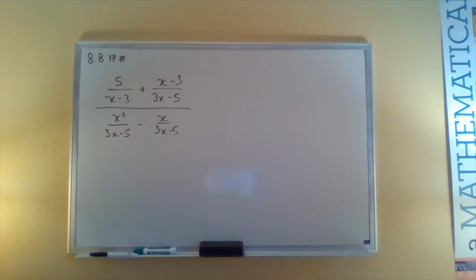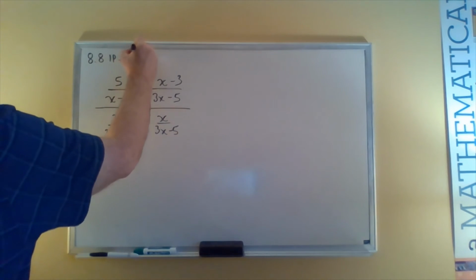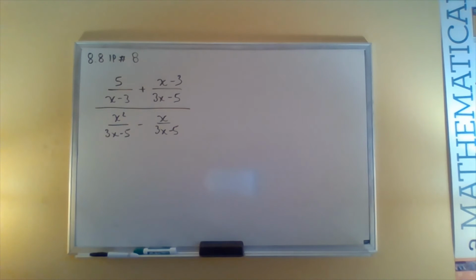All right, here's our final question in this assignment, number 8. So I have 5 over (x-3) plus (x-3) over (3x-5), all that over x squared over (3x-5) minus x over (3x-5). I need to combine my two fractions up here into one fraction, and I need to combine my two fractions in the denominator into one fraction.